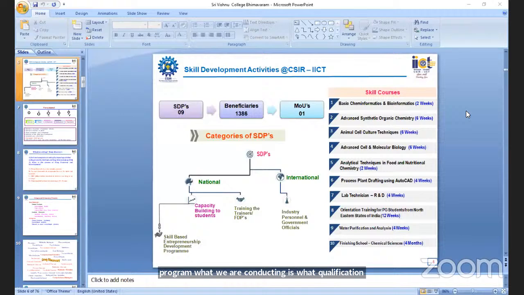And finally, we had an MOU with the Kiwani and Arazan company recently, and we successfully completed one program. And just 2 days back, we distributed the certificates. This program we conducted for the students for 4 months, those who have completed MSc, so they are ready to go to the industry. So these are the skill development programs we are conducting at CSIR IICT for the benefit of the students to enhance their skills. So next slide, sir.